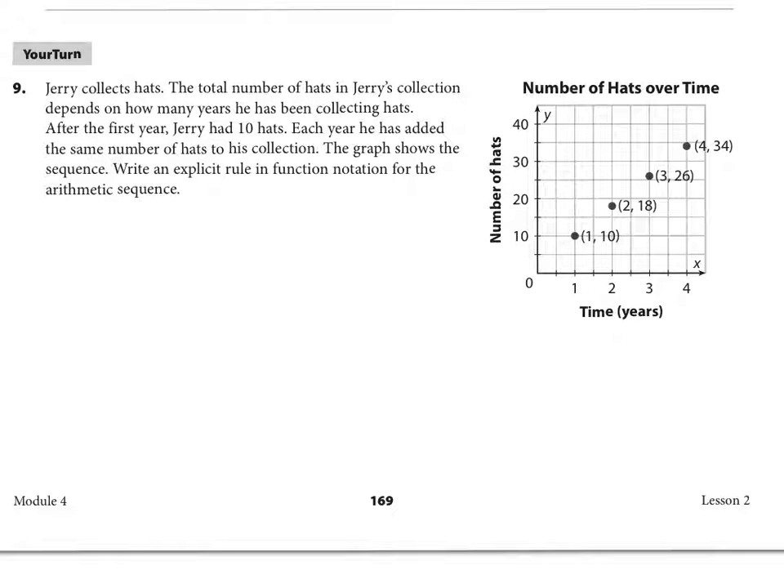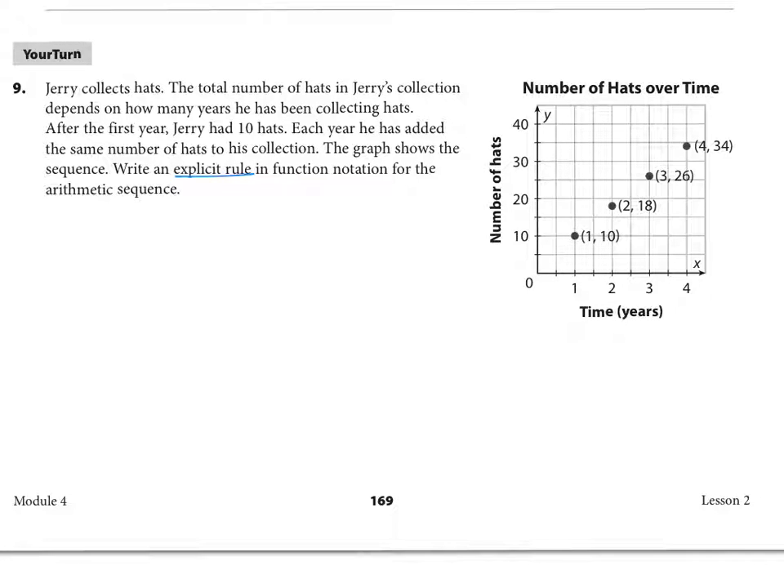Okay, another problem. This one is given to us in graphical form. Jerry collects hats. The total number of hats in Jerry's collection depends on how many years he has been collecting hats. After the first year, Jerry had 10 hats. Each year, he has added the same number of hats to his collection. The graph shows the sequence. Write an explicit rule and function notation for the arithmetic sequence. So in this case, I'm just doing an explicit rule.